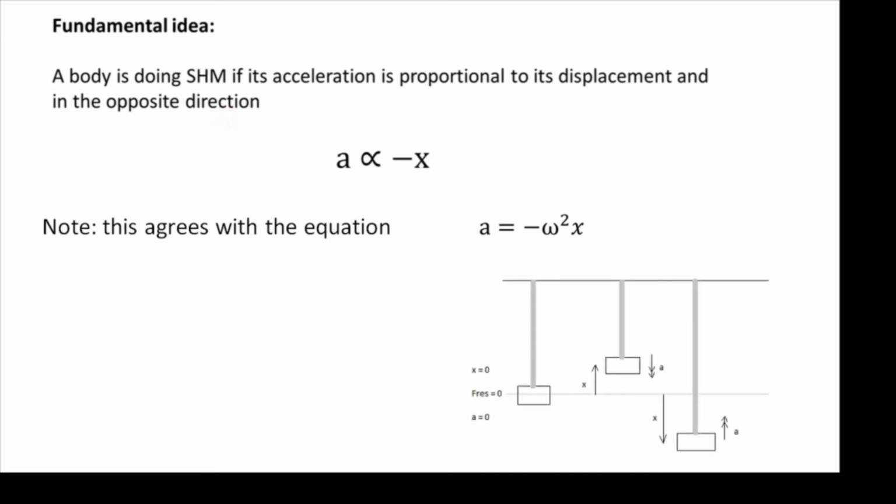If you look at this diagram of our mass on a spring, if we say upwards is positive, then if the mass has a positive displacement, its acceleration is downwards. If it has a negative displacement, its acceleration is upwards. Hence, the mass on a spring will perform SHM when you let it go, when it oscillates freely.